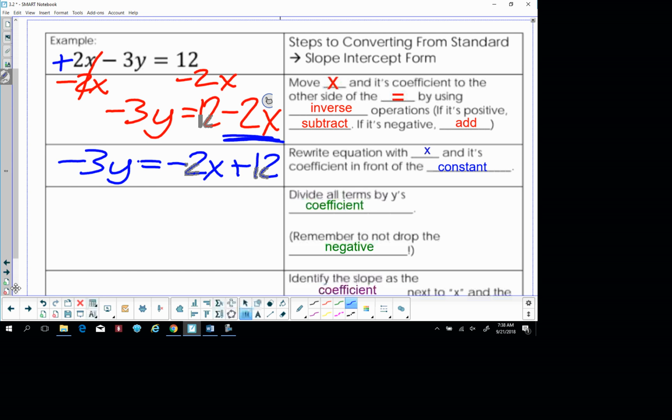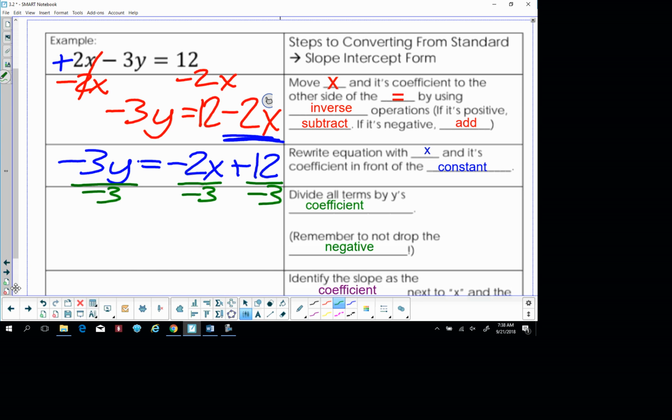Okay? So then the next thing is dividing all terms by y's coefficient. So what is the coefficient of y? Negative 3. So we're going to divide by negative 3, and we're going to divide each term. You can write it as one big division symbol if that's how it helps you, but just so I don't forget to divide each term, I write it like this. That way I remember to divide both of these by negative 3.